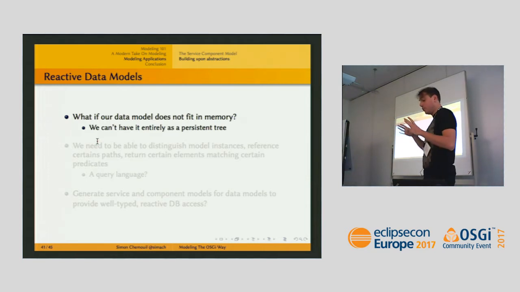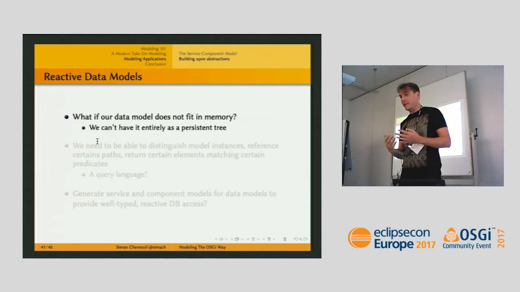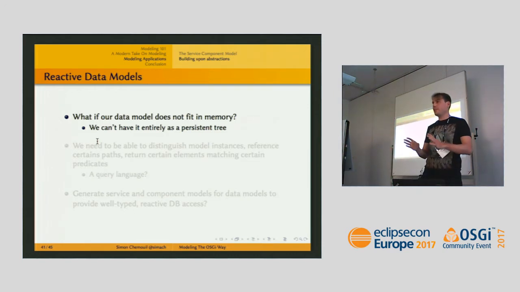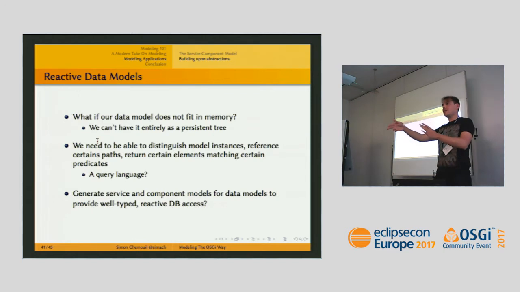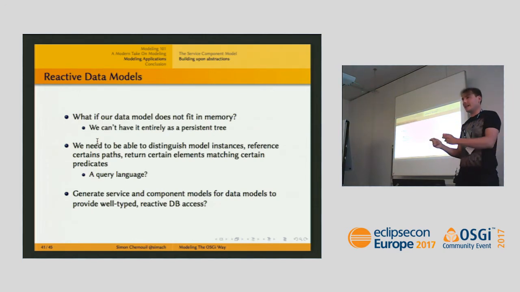I want to be able to pull parts of them. But since we have models, we can not only generate the Java code for the persistent model, but we can generate something else. We can actually generate services and components as well, to provide something that is ORM-like, well-typed, but reactive. I don't know if you know about reactive, but basically it means non-blocking, back-pressure-aware access to this data, and say, okay, I'm going to pull gigabytes of data, but I'm not going to fill my memory. I can take parts of them.